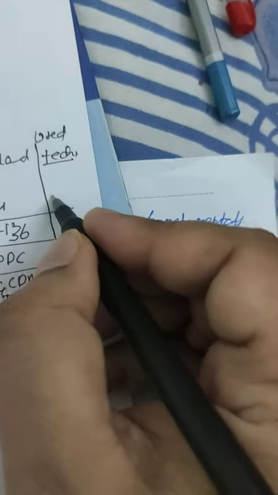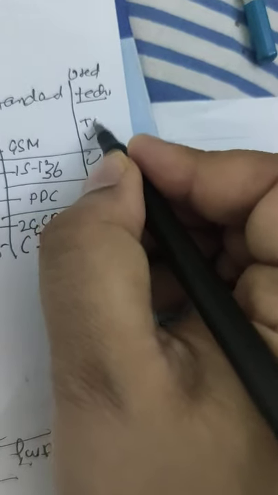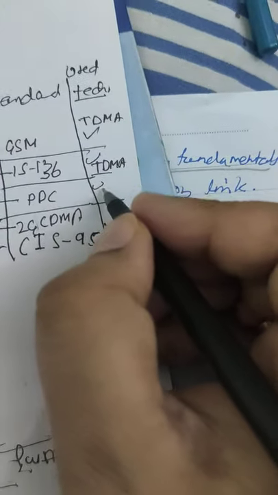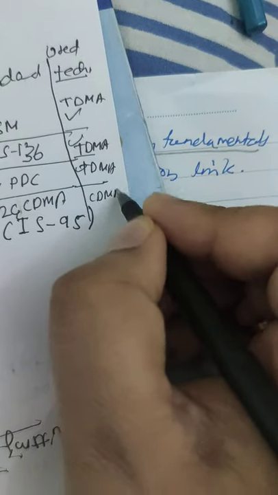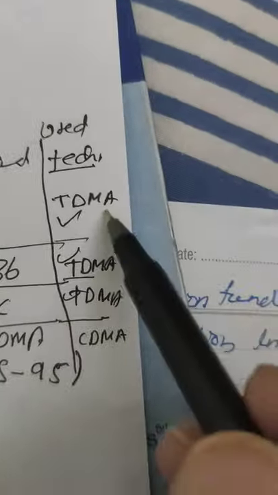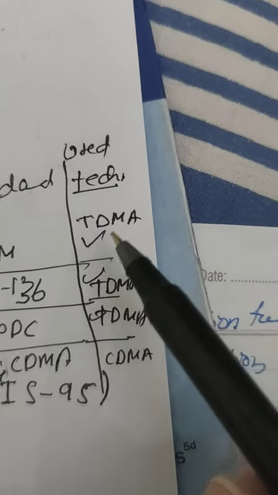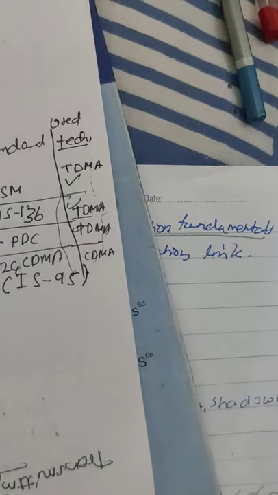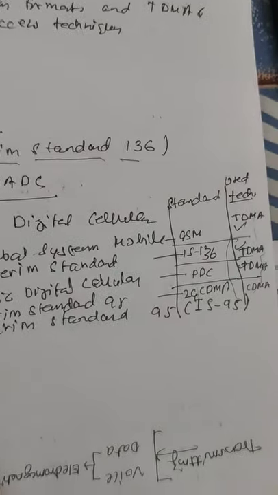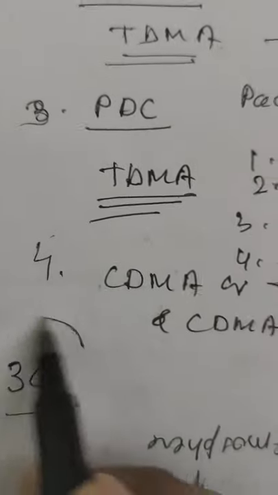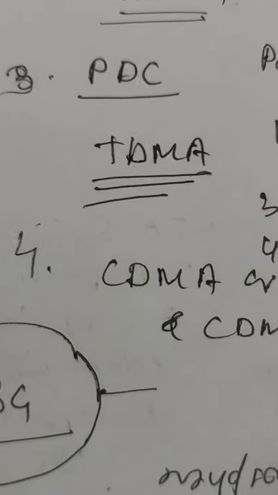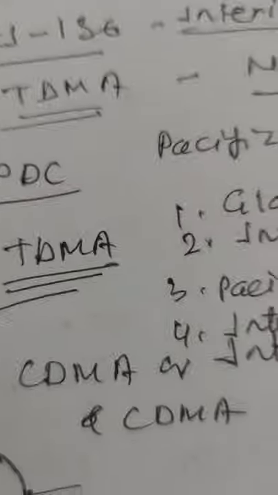One more thing, if we summarize the technology which we have used, these three standards use TDMA, and this one uses CDMA. So you can see that in the evolution of mobile radio systems, one thing changes rapidly: the change in technology. This is the main theme. That's why we have the next generation, known as 3G.